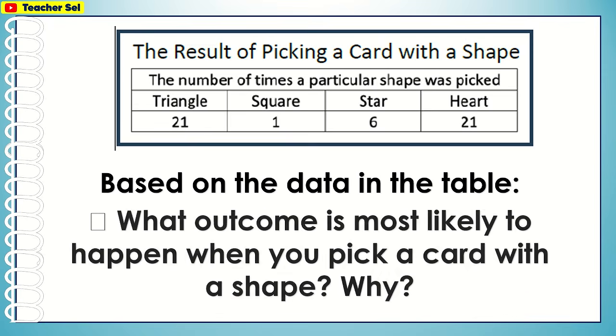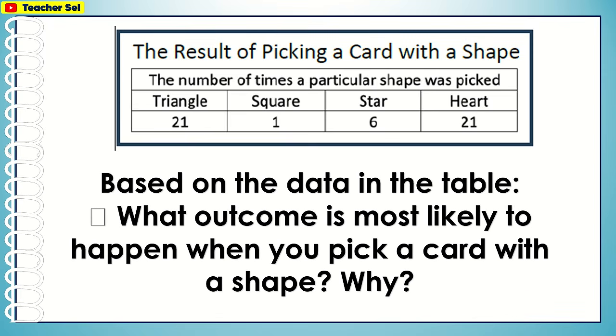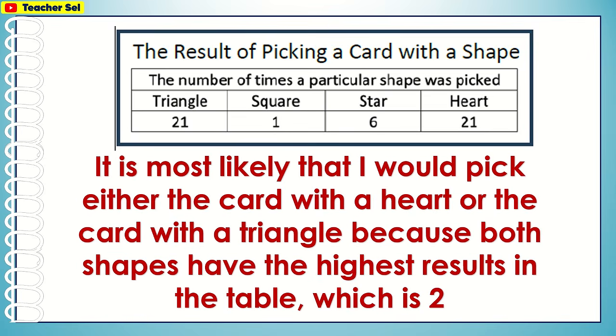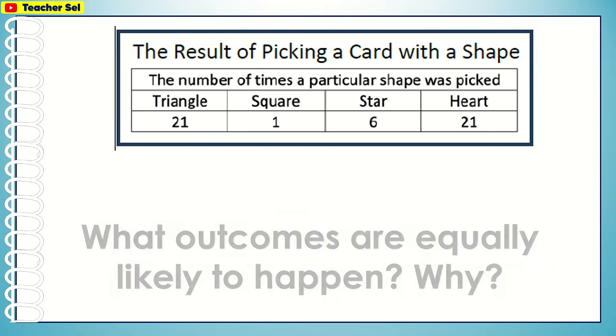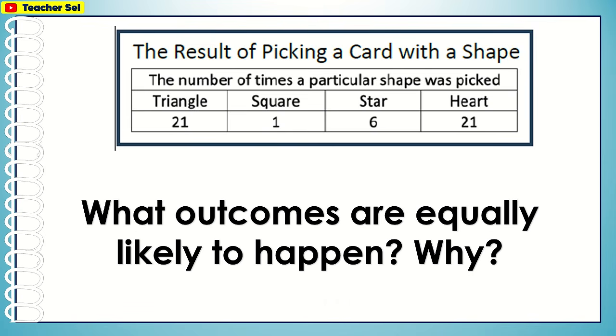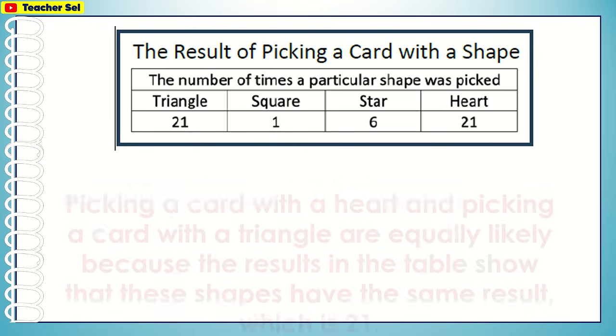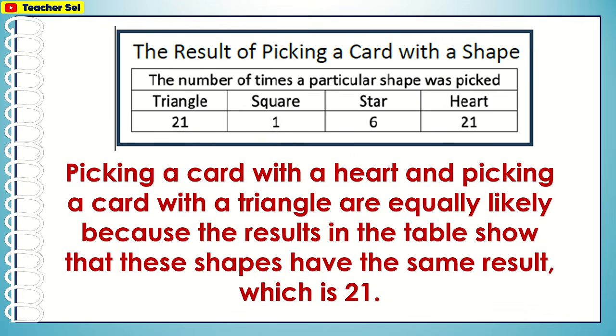Based on the data in the table, what outcome is most likely to happen when you pick a card with a shape? Why? It is most likely that I would pick either the card with a heart or the card with a triangle because both shapes have the highest results in the table, which is 21. What outcomes are equally likely to happen? Why? Picking a card with a heart and picking a card with a triangle are equally likely because the results in the table show that these shapes have the same result, which is 21.